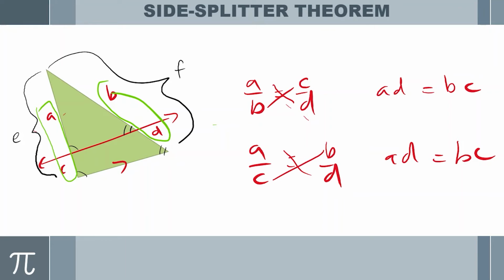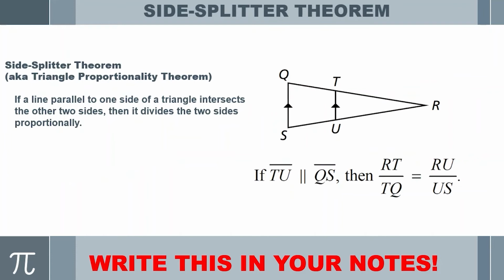Okay, so write the official side splitter theorem here in your notes. It's also called the triangle proportionality theorem. So if you were to Google the side splitter theorem, you might get something that says triangle proportionality. They're the same. So our definition is, if a line is parallel to one side of a triangle and it intersects the other two sides, so TU is parallel to QS, and it intersects side RQ and it intersects side RS, then it divides the two sides proportionally.